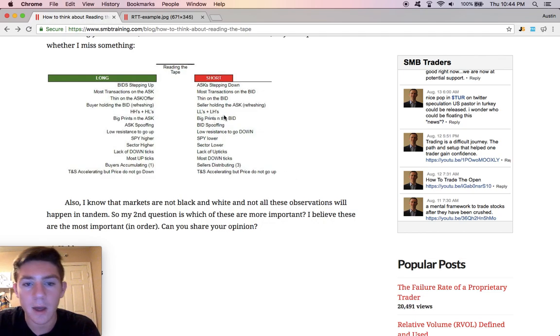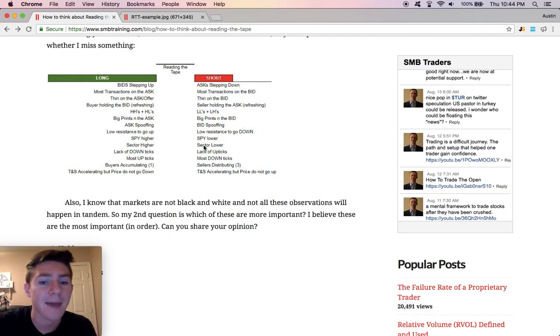So this is an obvious downtrend. We're having lower lows and lower highs. We're trending down. Big prints on the bid are spoofing, the same thing as ask spoofing, where the bid has like 2,000 or 5,000 shares wanting to be bought at this price. But the closer we get to that price, the more that bid disappears, because they were just trying to scare people into thinking there was support there, but actually the sellers are going to dominate and continue the way down. Low resistance on the way down.